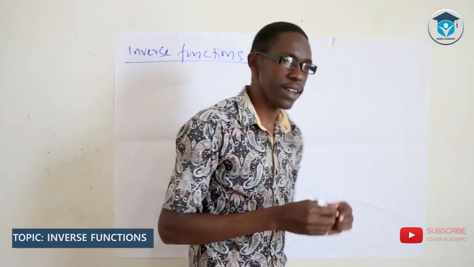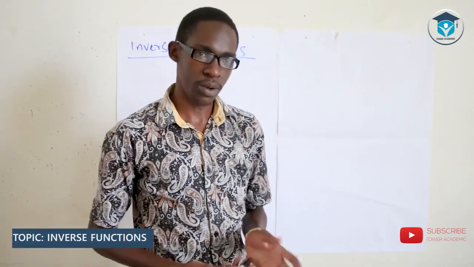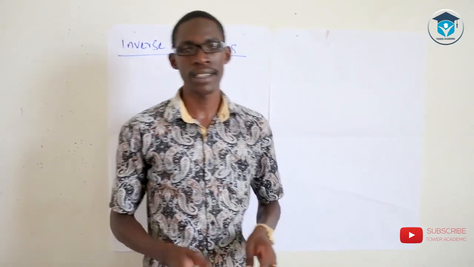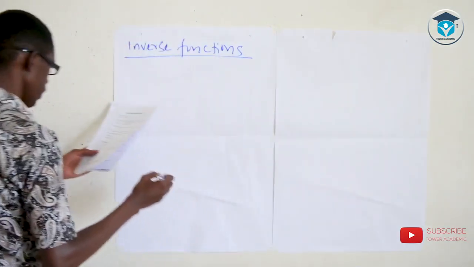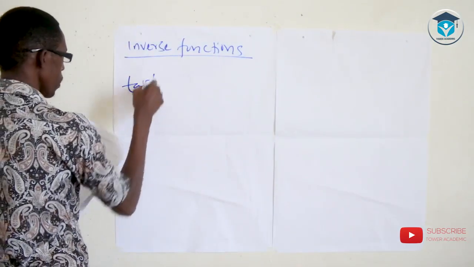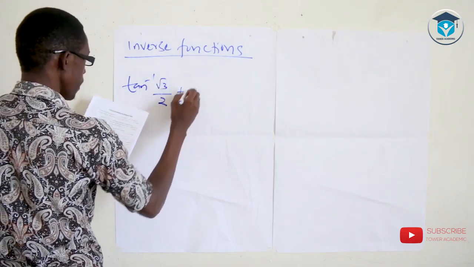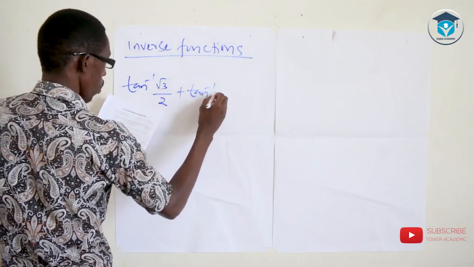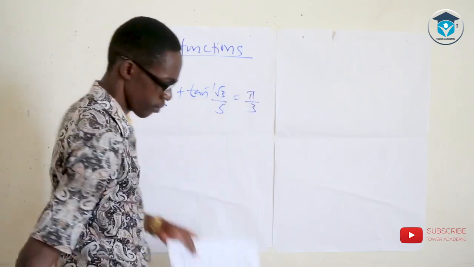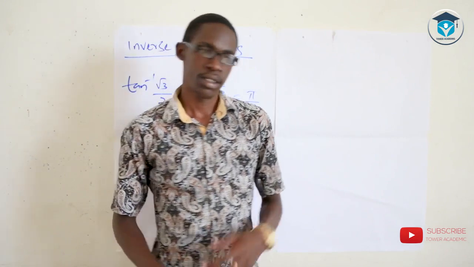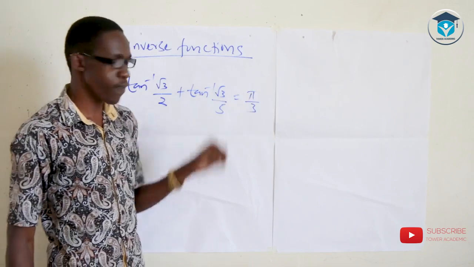So we are going to be dealing with inverse functions, and we may be asked a question, mostly candidates who have been preparing, for example: prove that tan inverse of root 3 over 2 plus tan inverse of root 3 over 5 equals pi over 3. We can be given such. Then the question says, prove that this is going to give us pi over 3.